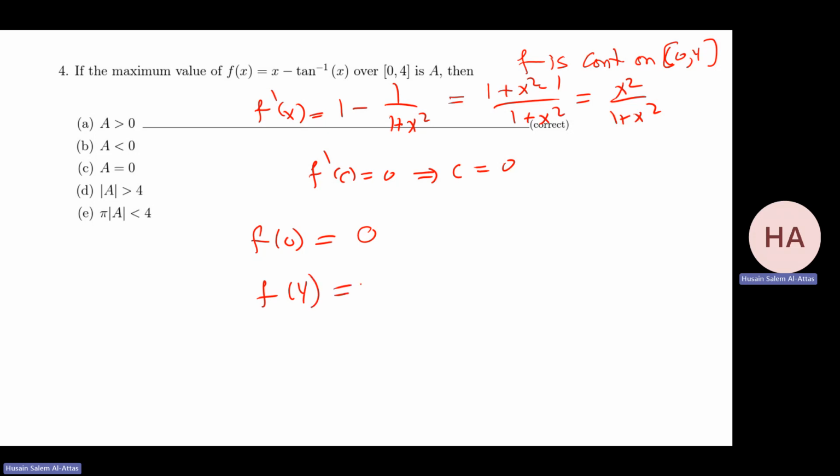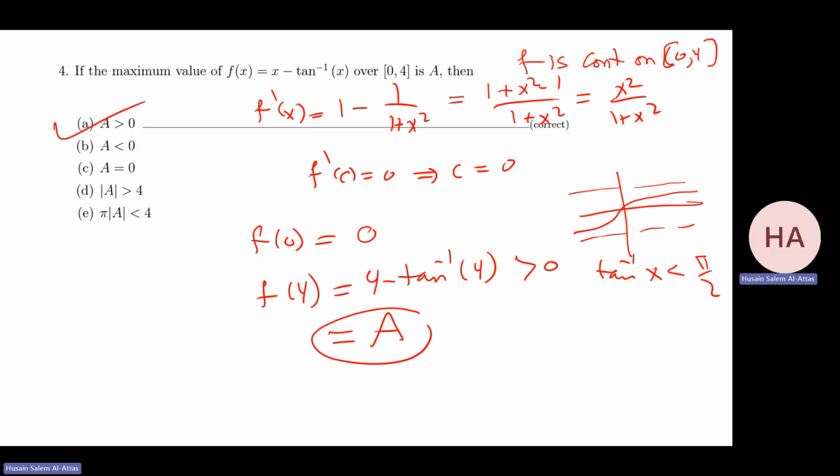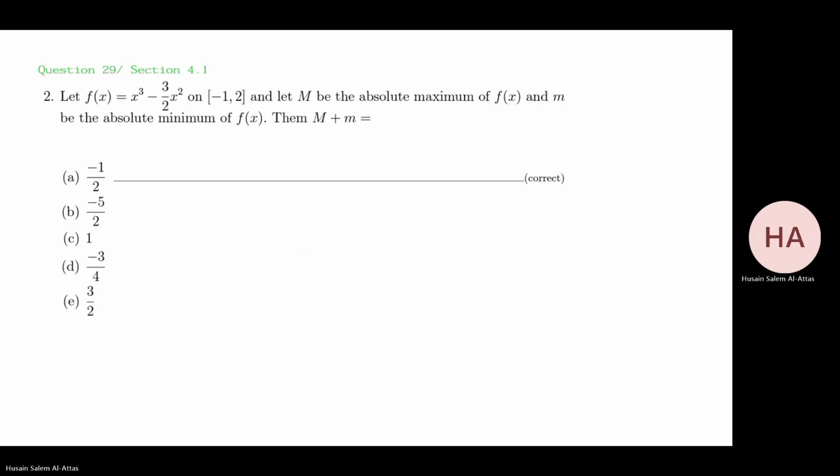F of 4 will be what? Will be 4 minus tan inverse of 4. I know from the graph that tan inverse of any value is always less than pi over 2. So this is always positive. And this is the maximum. We call it A, so A is positive. So this is 0. Okay.